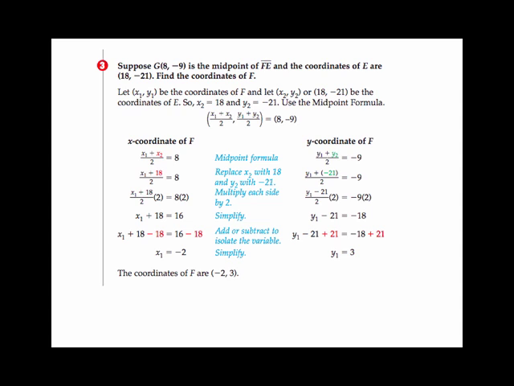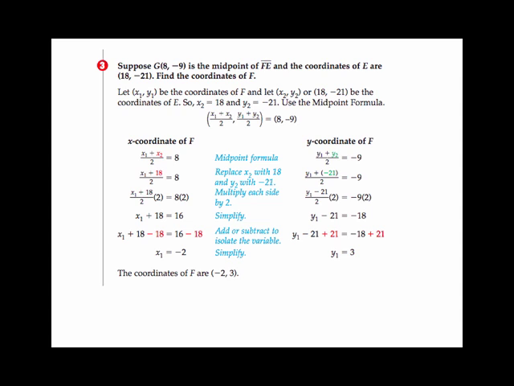Let's suppose that the point G, 8, -9, is the midpoint of a segment whose endpoints are F and E. We're asked now, if we know that coordinates of E are 18, -21, can we find the other endpoint, the coordinates of F? So let's let x1, y1 be the coordinates of F. Let x2, y2 be the coordinates of E, 18, -21.